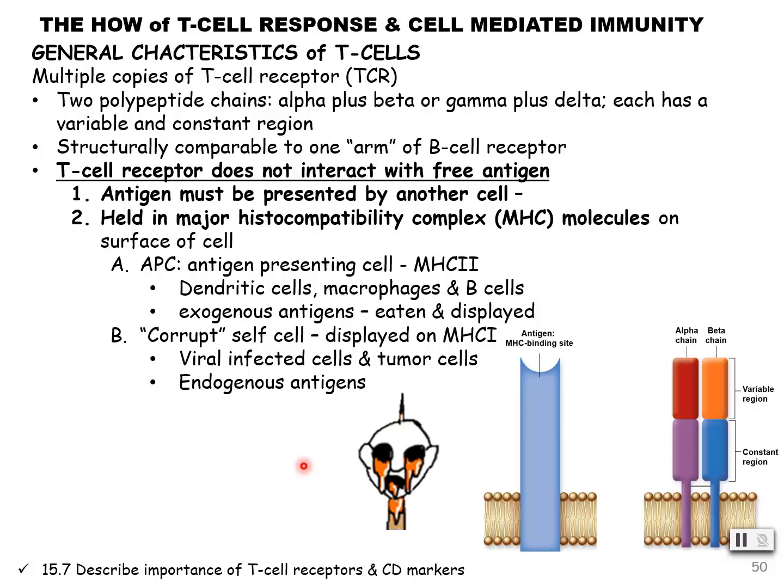Now cytotoxic T cells, their job is to respond or to eliminate basically invaders inside of a host cell. So either a virus inside of a host cell or a cell that's become tumorigenic. And so corrupt cells. And that is going to be through what's called an MHC class 1 molecule. So viral infected cells, tumor cells. So these are endogenous antigens. And so the cytotoxic T cells are going to respond to endogenous antigens, not the stuff laying around. That's the job of the antibodies.